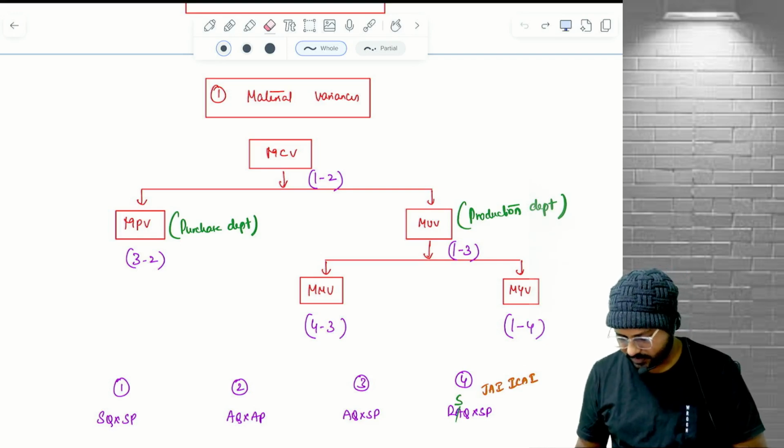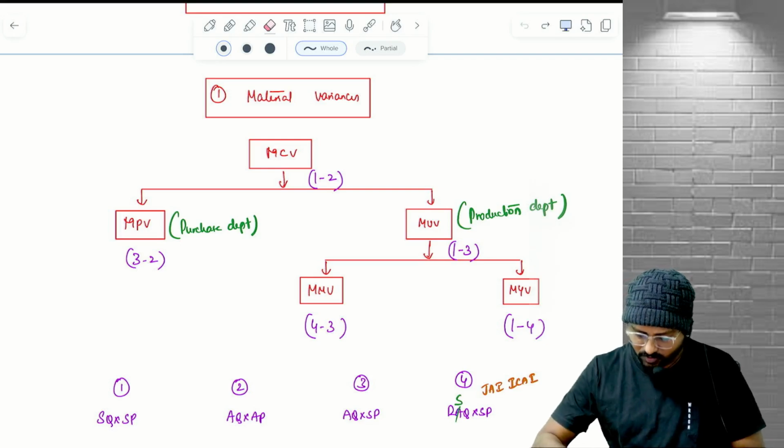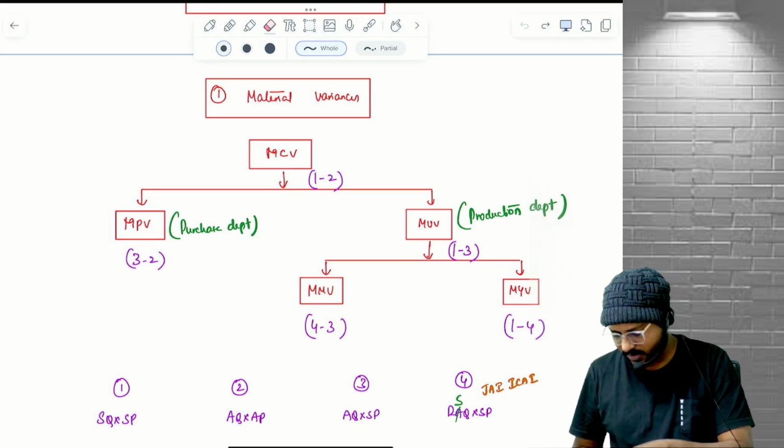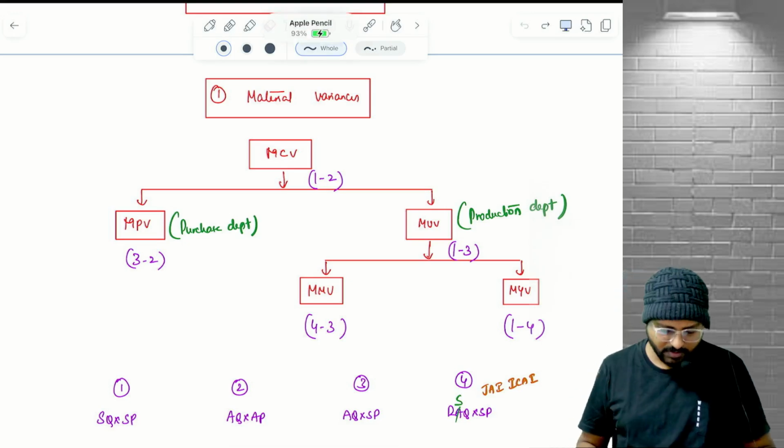Okay. You guys revise it. I'll just download the standard costing material. And then we'll start solving sums based only on material variances. You guys revise it meanwhile. Learn the formula.